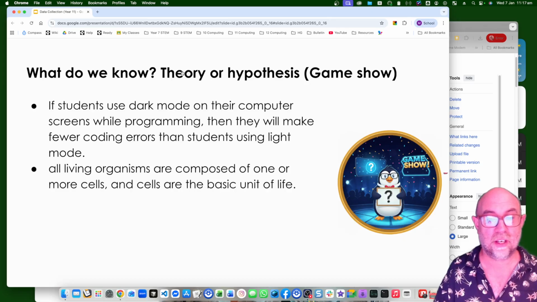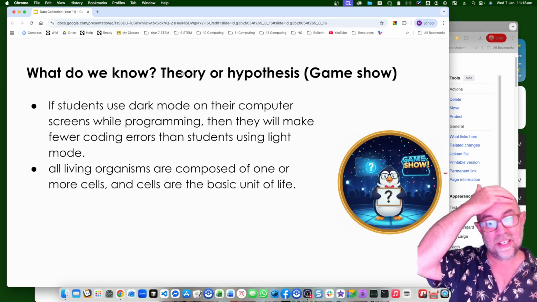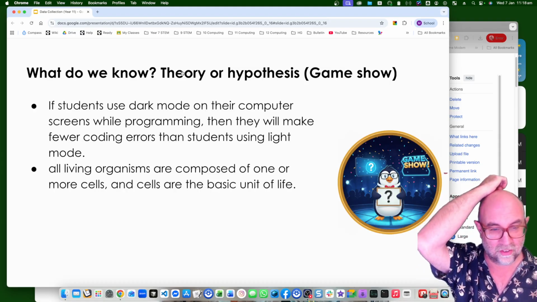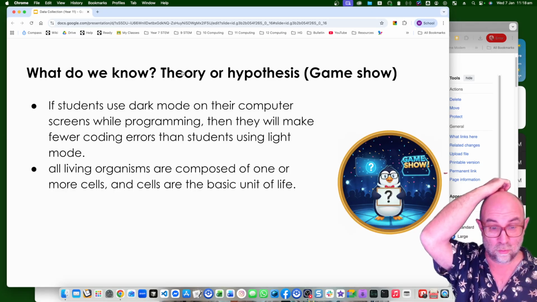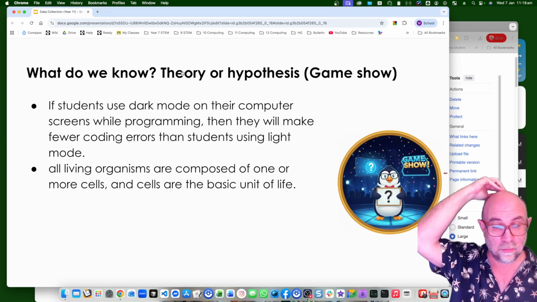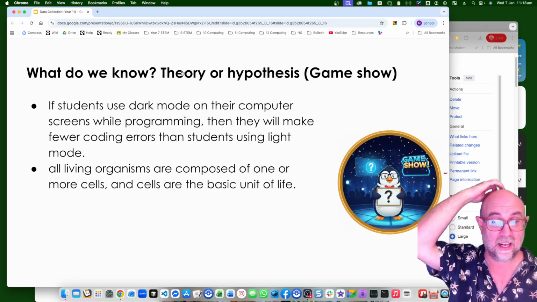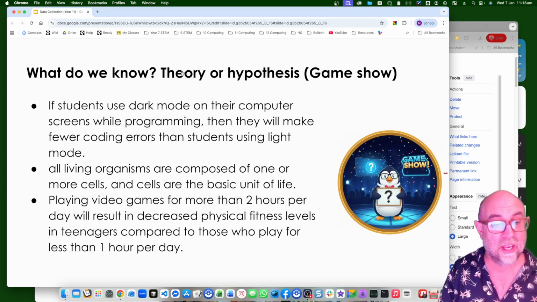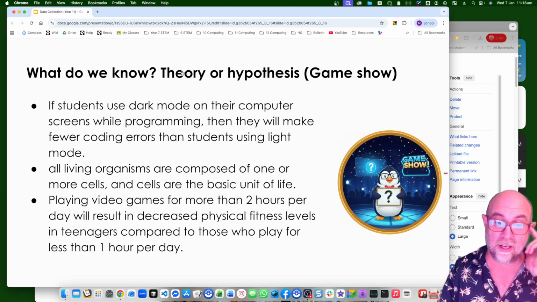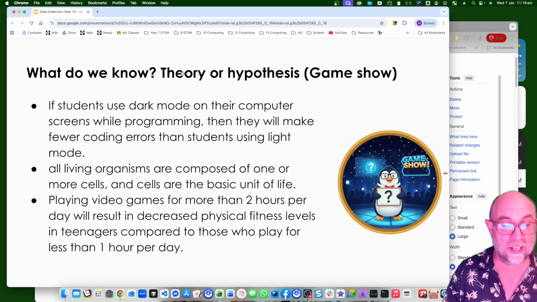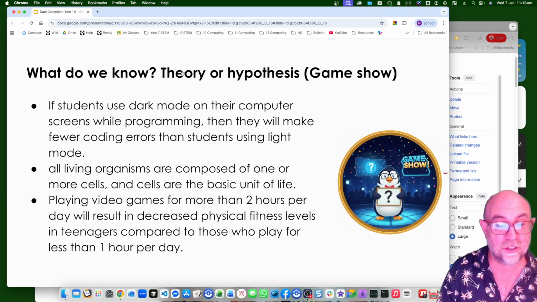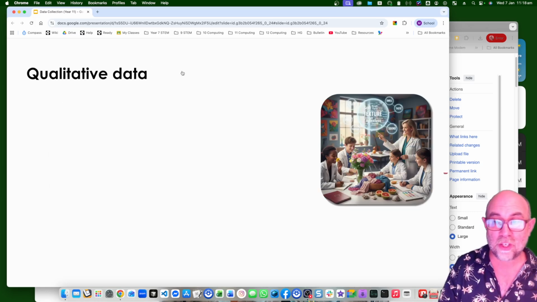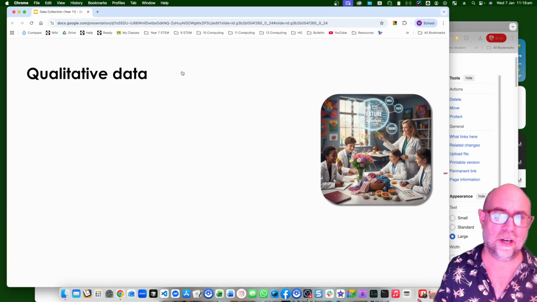It's testable. It's not as specific as I'd like, but it's testable. All living organisms are composed of one or more cells, and the cells are the basic unit of life. I actually think that's more like a theory than a hypothesis. It's basically saying this is how the world works. And then you might go through and say, well, humans are composed of more than one cell, and we go and test that. And playing video games for more than 2 hours per day will result in decreased physical fitness levels for all teenagers, compared to those who play for less than 1 hour a day. Well, that's a hypothesis. That's testable. So now we understand a theory and a hypothesis.